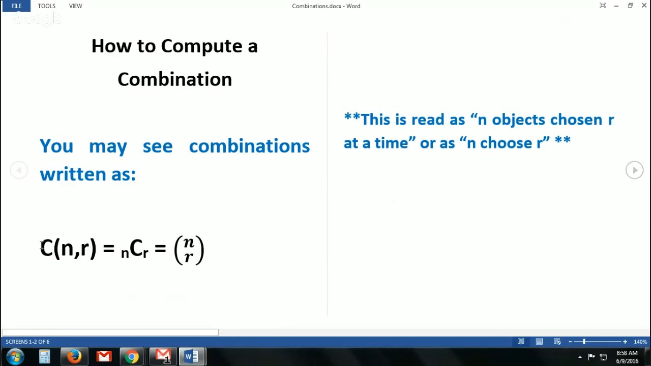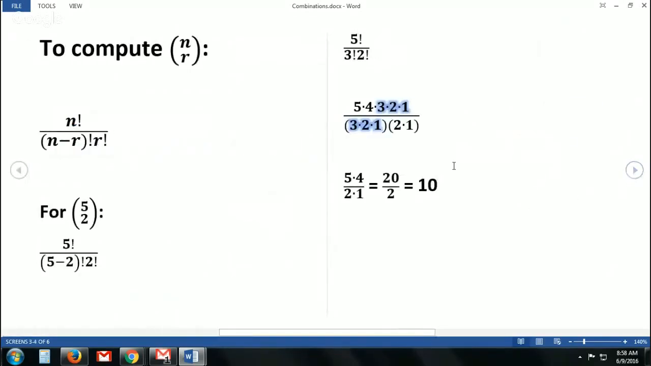One is to have a C followed by an N and an R in parentheses. Another is to have N and R as subscripts of a C. And then the final way is to have N and R in parentheses like this. Now, this is going to be the way that I prefer to have it written. Any of these three ways will be read as N objects chosen R at a time, or to shorten that, N choose R.